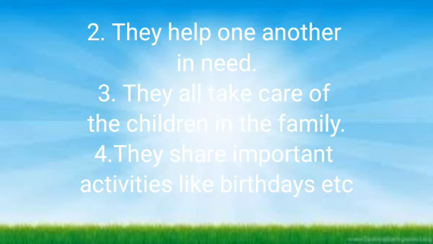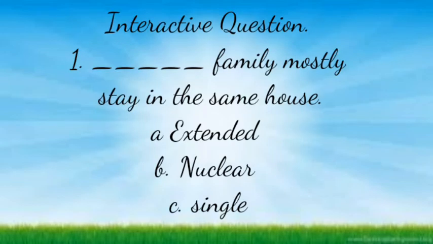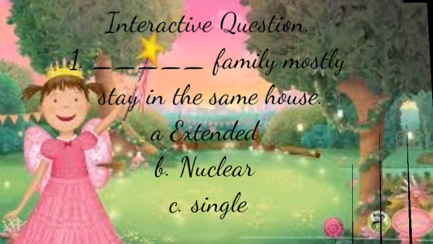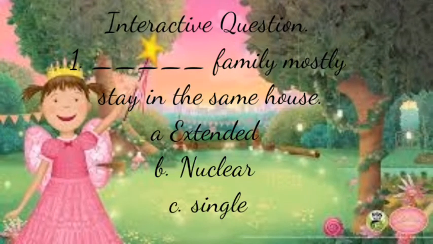Now, before we go, let's quickly look at some interactive questions. Number one, dash family mostly stay in the same house. A. Extended. B. Nuclear. C. Single. The right option here is B. Nuclear family. So the nuclear family mostly stay in the same house.